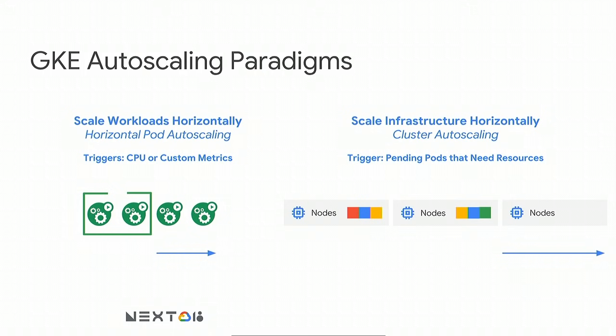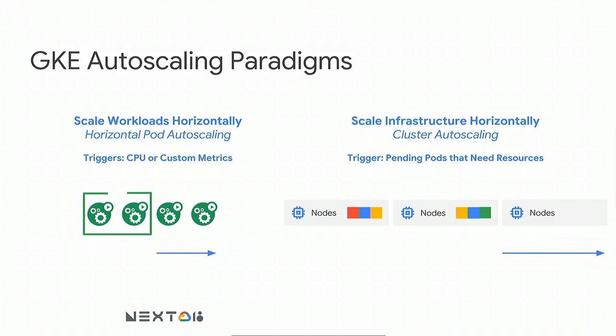The two most well-known autoscaling paradigms are horizontal pod autoscaling and cluster autoscaling. For horizontal pod autoscaling, we can target groups of pods and scale on metrics like CPU, or in GKE, we can provide horizontal pod autoscaling based on custom metrics. So if you're doing something like a task queue and you want to track that and scale more pods to handle more work, you can configure HPA to do that.